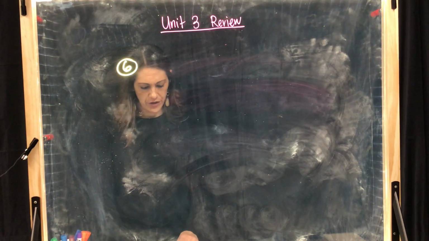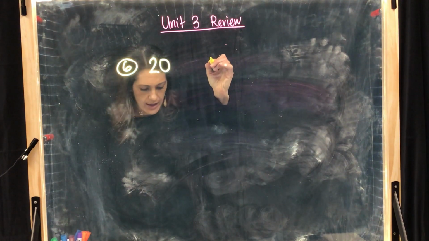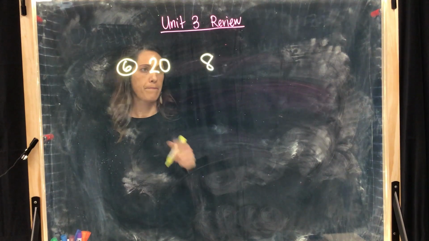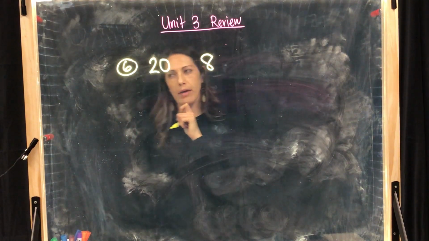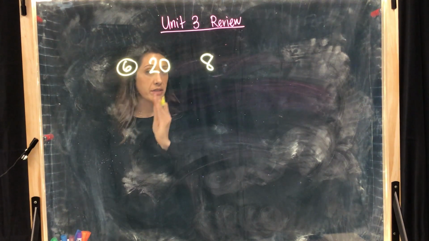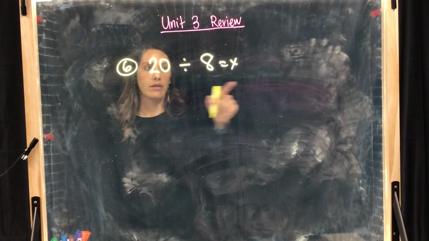Let's first figure out the problem. I have 20 graham crackers, and I have 8 kids. And I'm thinking about the operation I need. Well, if I have 8 kids and 20 graham crackers, I'm probably going to divide the 20 graham crackers by the 8 kids. Okay, so there's my equation.